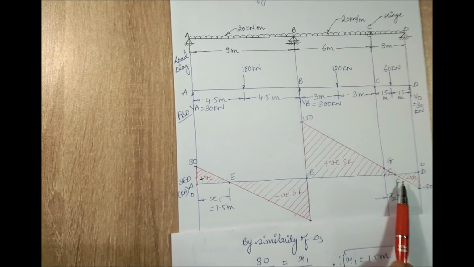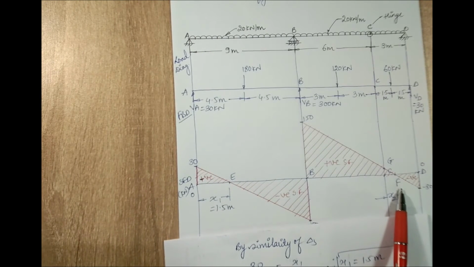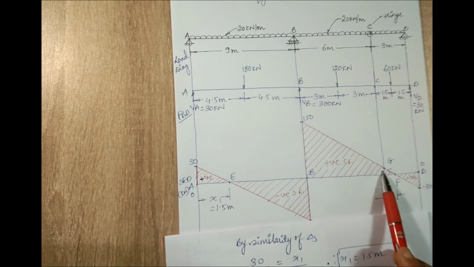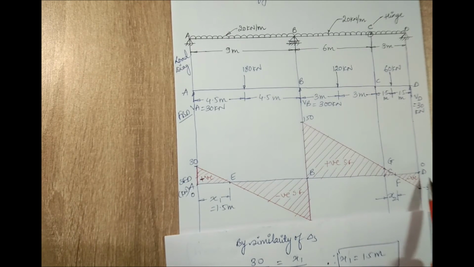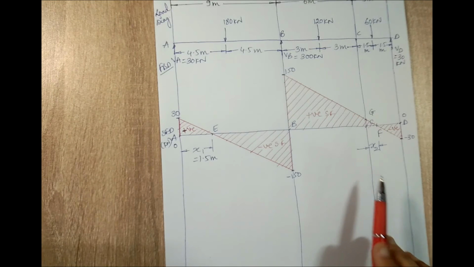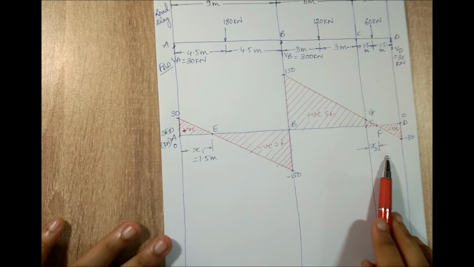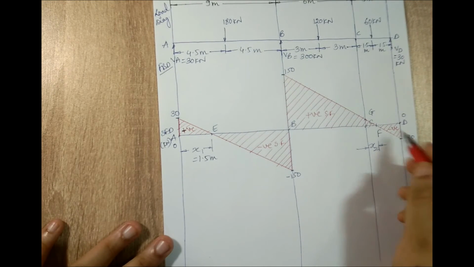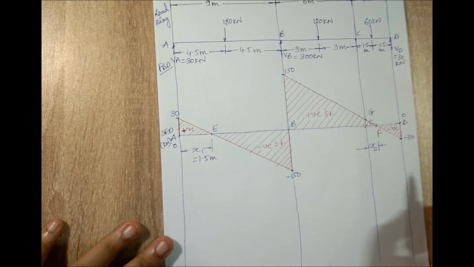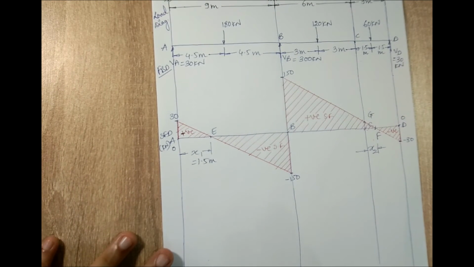Now for this point F, if you observe, I cannot use similarity of triangles because the CG value is not known to me. I know this height, it is 30, this height is not known. So I cannot use similarity of triangles. So I'm not going to calculate this distance x2. I will rather show you another way of calculating the maximum bending moment value at this point F. So now let's go for the bending moment calculations.